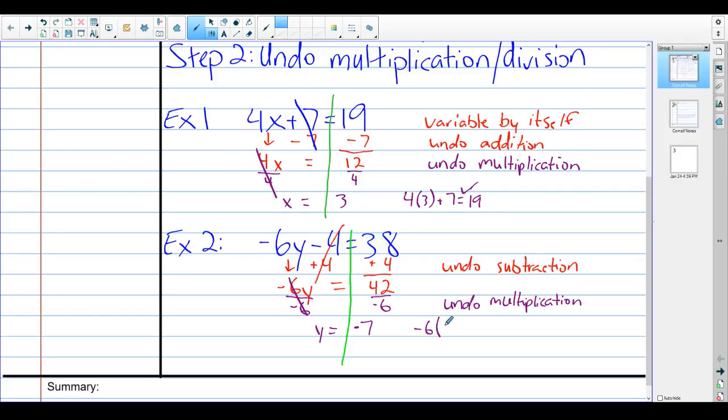So negative 6 times negative 7 minus 4. We're just checking the original equation here. So 6 times 7 is 42. Negative times a negative is a positive. So 42 minus 4 does indeed equal 38.